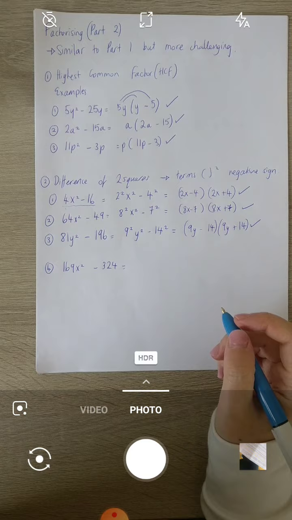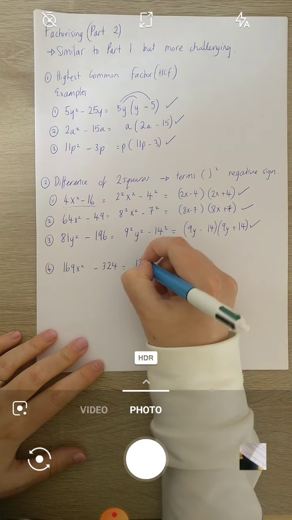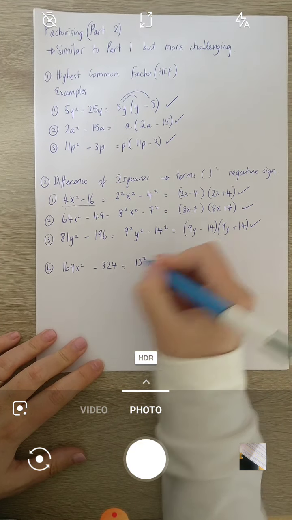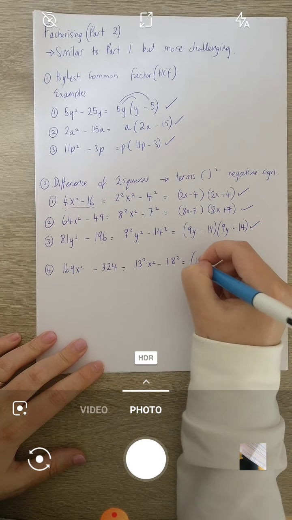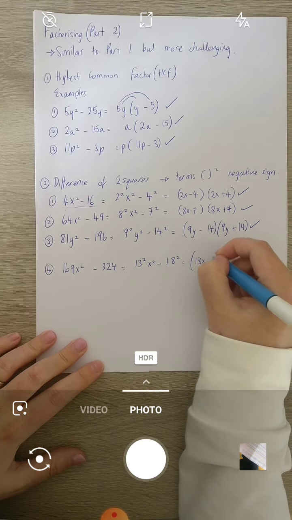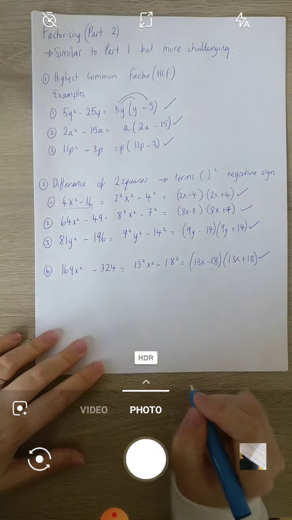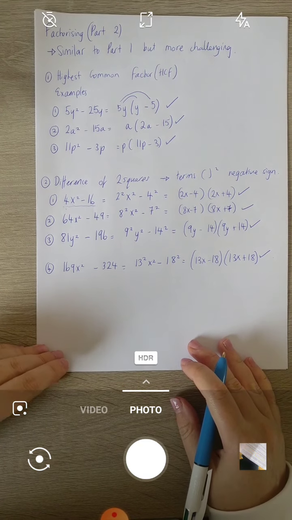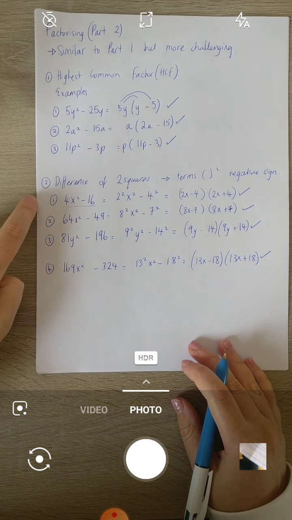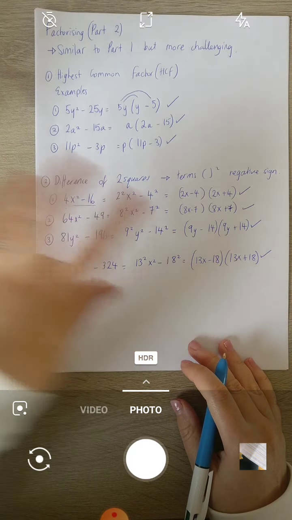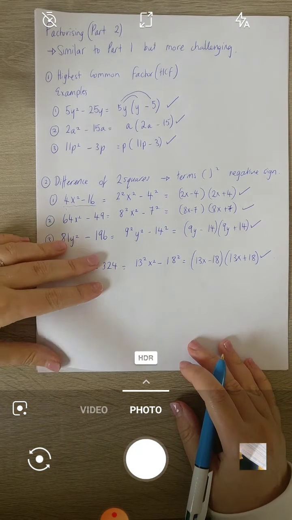Okay. Next one, 169x squared minus 324. So 169 is 13 squared, x squared. The square root of 324 is 18 squared. So our answer here is 13x minus 18, and 13x plus 18. Okay, so very, very straightforward. But you should be able to see the difference in part 1 and 2 in this section compared to the last video. So just make sure you can see the difference between those. Okay, gonna move on.